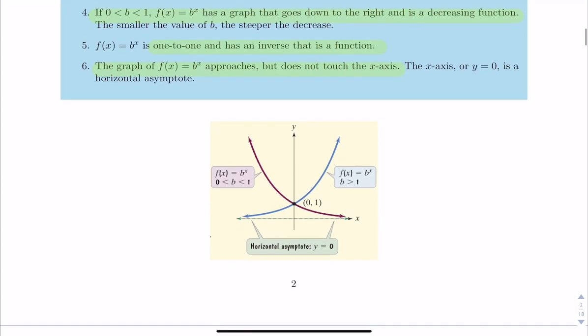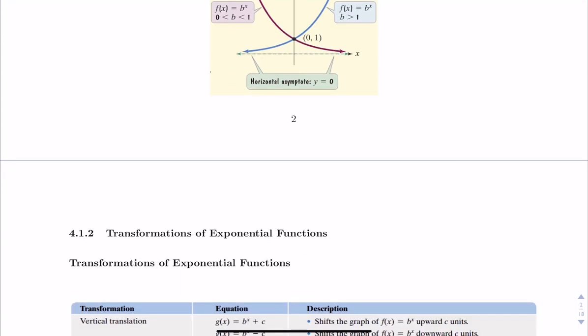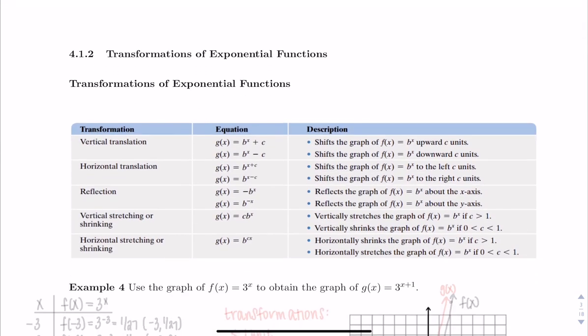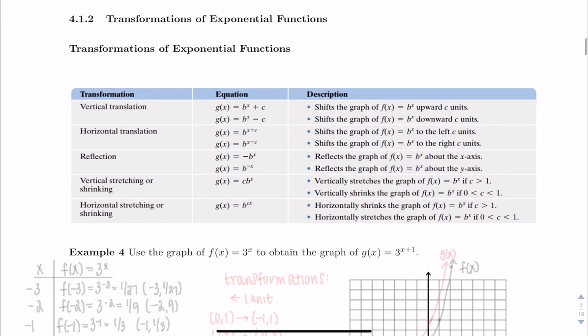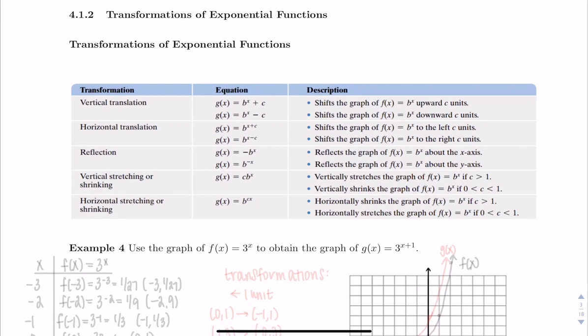So now we're going to talk about transformations of exponential functions. These rules are very similar to the ones we've talked about before, except now we're just working with an exponential function as the main graph. So if I have b to the x plus c, that means we move up c units, and if it's b to the x minus c, we move down c units. If I have b to the (x plus c), we move left c units, and if it's b to the (x minus c), then we move right c units.